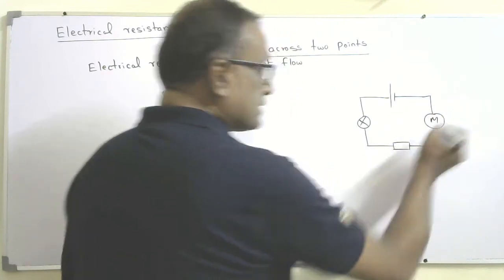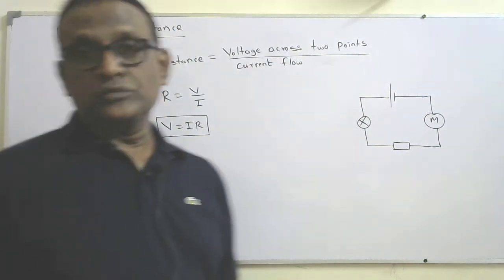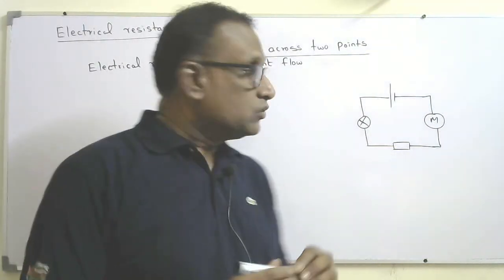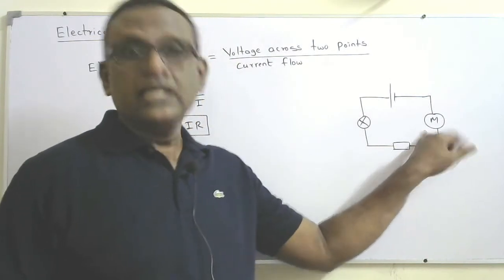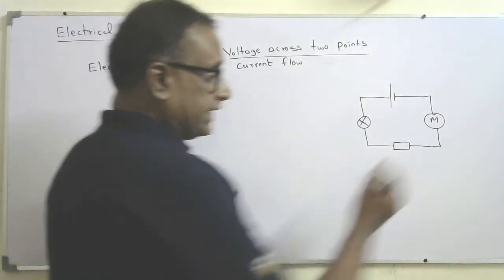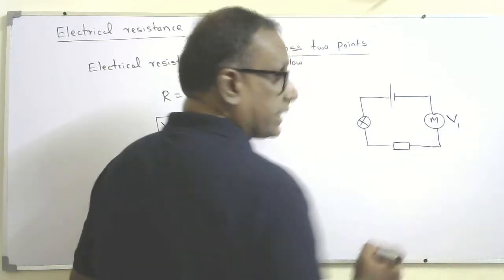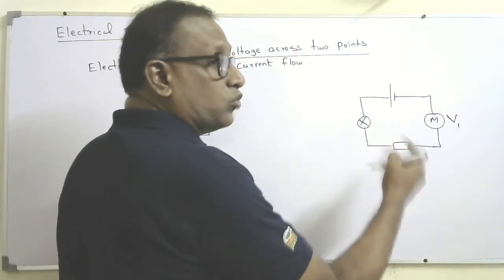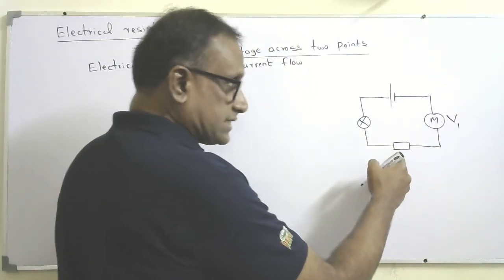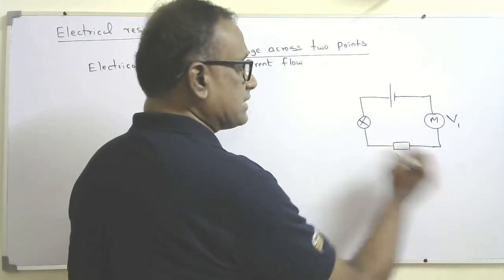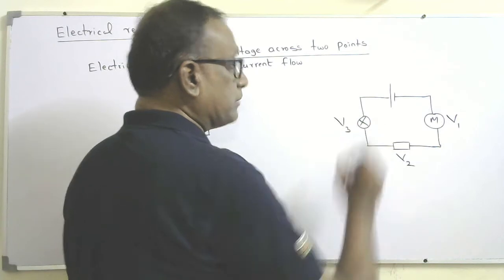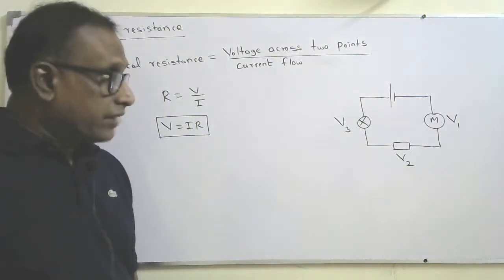Right, so what's the electrical resistance of the motor? We learned earlier that to move 1 coulomb of charge through the motor, work should be done on it. That is the voltage across the motor, right? Same way, to move 1 coulomb of charge through the resistor, work should be done on it. That's the voltage across the resistor. Same way, there's a voltage across the bulb also, right?